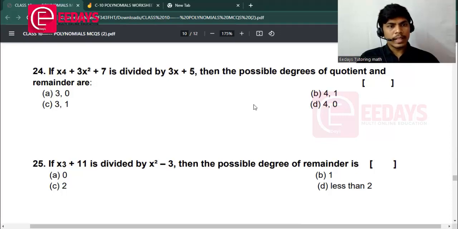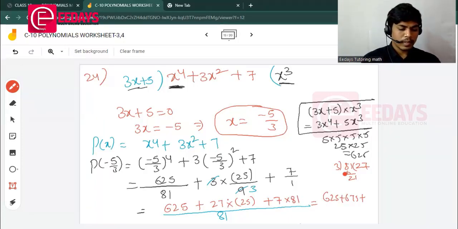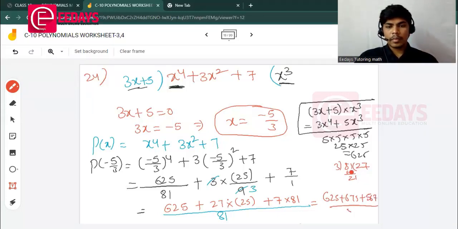They're asking quotient and remainder. Okay, let us solve this one. So we are getting 625, 27 into 25. How much are we getting? Above 625. 27 into 25, we are getting 675. 625 plus 675 plus 7 into 81 here. 7 into 81 is 567 by 81.